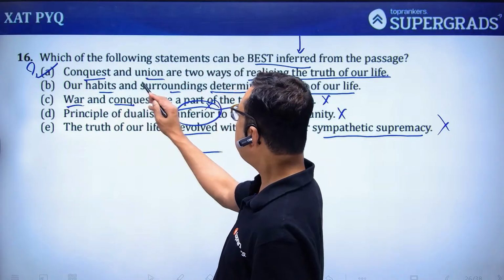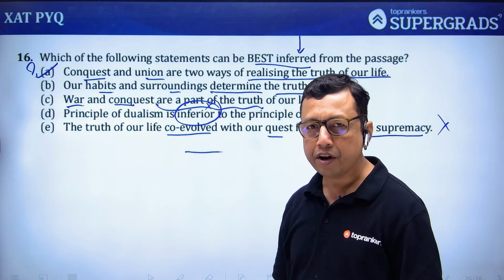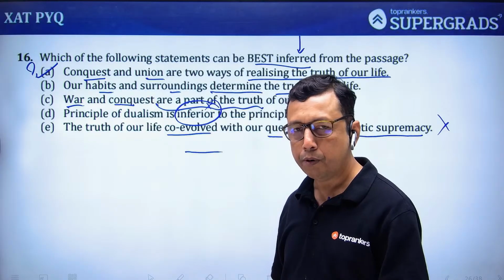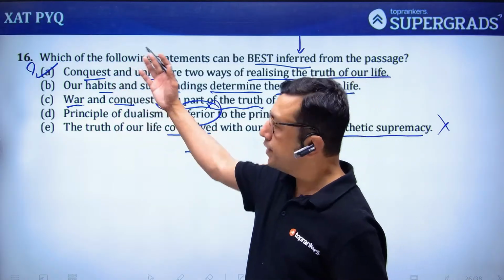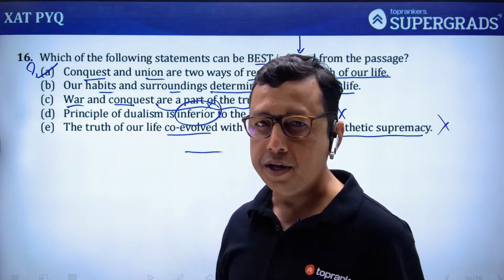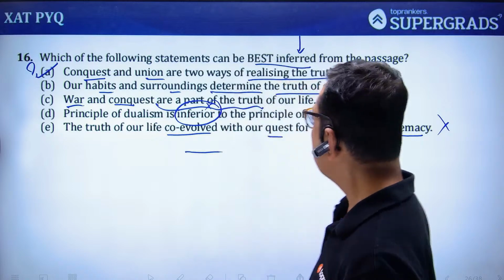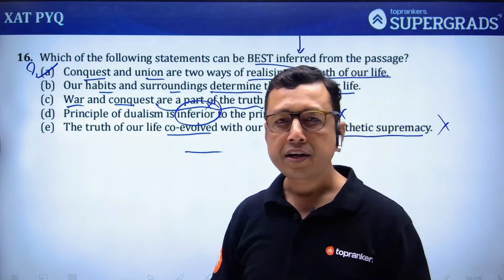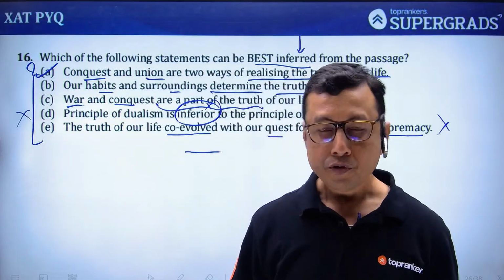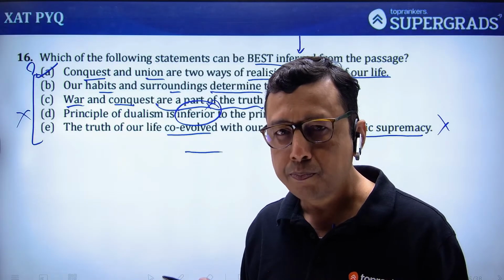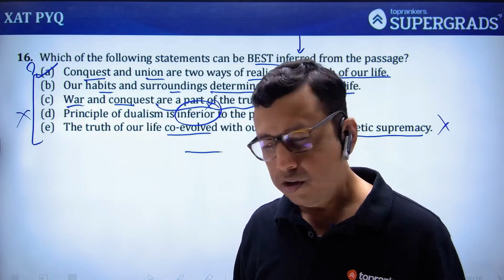Okay. Our habits and surroundings determine the truth of life, not directly. Our habits and surroundings are one part. Temperament is a more important part that determines our attitude, and then based on the idea of conquest or union, whatever our temperament connects with, that is how we connect. That is how we realize the truth of life according to the passage. Therefore, A is right. All the other options can be eliminated. So this was a slightly more dense paragraph to read and understand. I leave it to you. If you're well read and you can manage such passages, really wonderful.